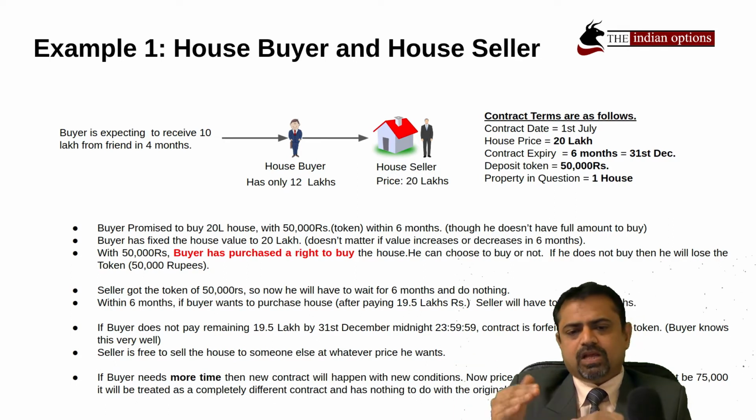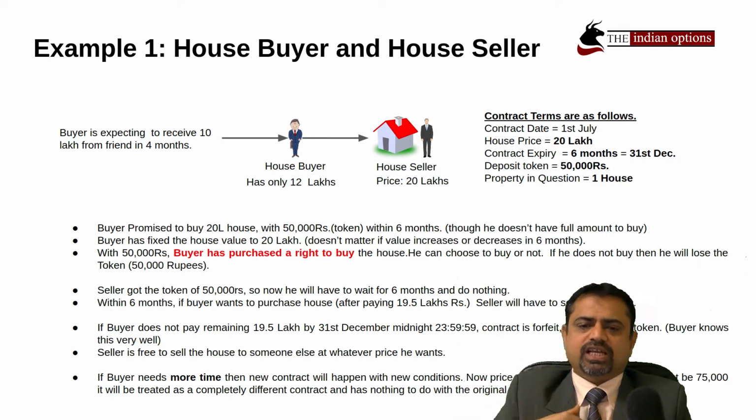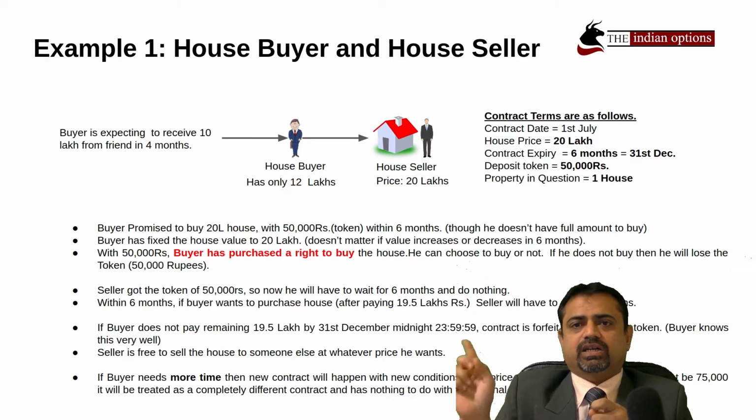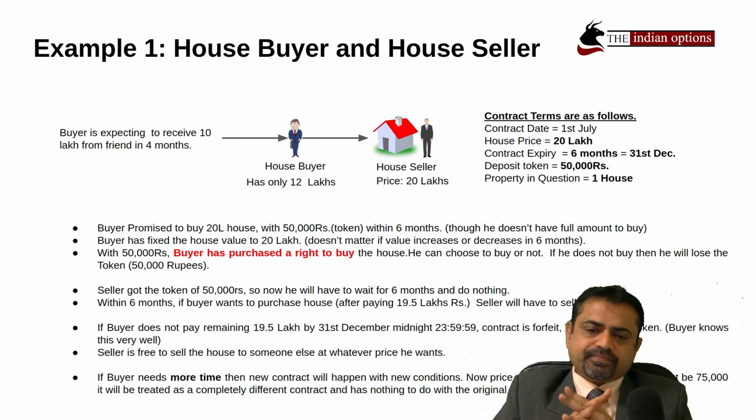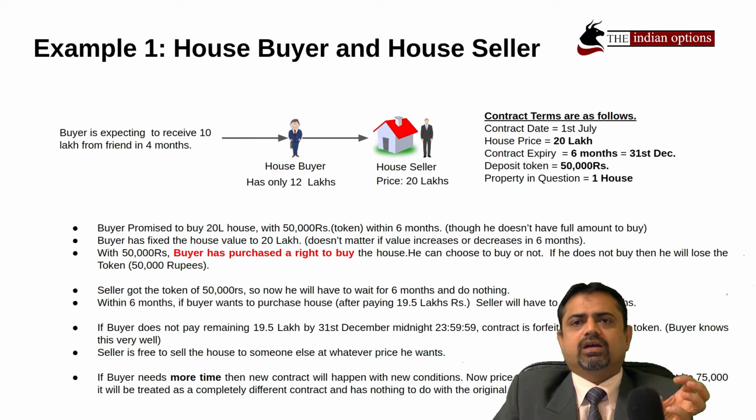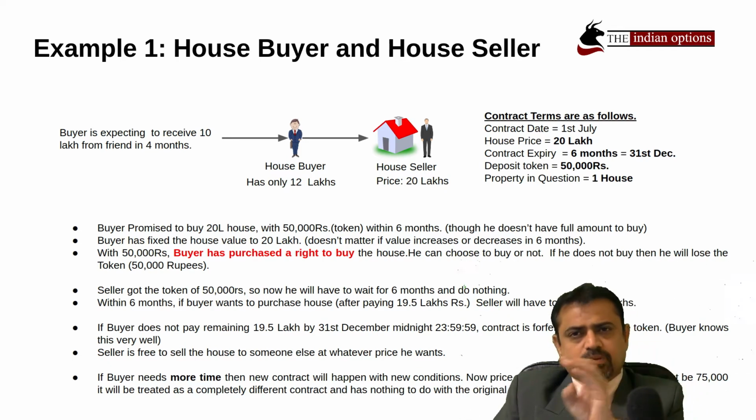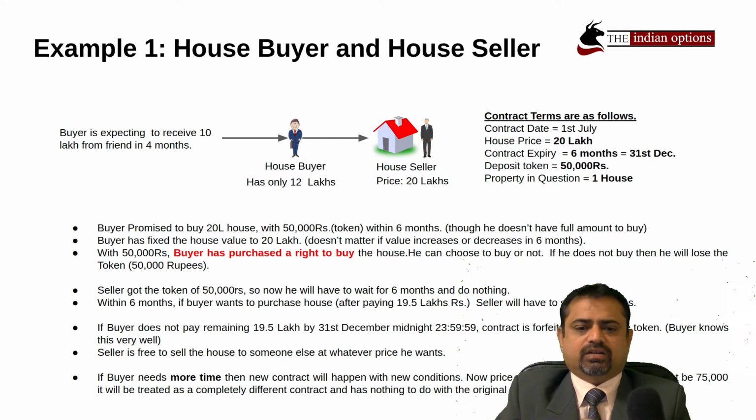Now from the seller's perspective, he has got 50,000 rupees, but now he will have to wait for 6 months. He cannot go and make another contract with somebody and take a deposit from him also. Then he will be a culprit and the police will come and take him. It's very strict, so he cannot do that for 6 months, right? So if the buyer wants to purchase the house, he will have to pay 19.5 and the seller will have to sell the house at 20 lakhs. So these are all the contract terms, right?